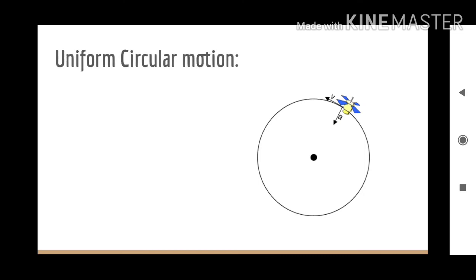Moving ahead, you can look at this picture here. Here you can see a satellite revolving around a planet, and you can see the path it is tracing here. The path traced by the object is a circle. So this kind of motion is known as circular motion. But we are supposed to study about uniform circular motion. So what is uniform circular motion?